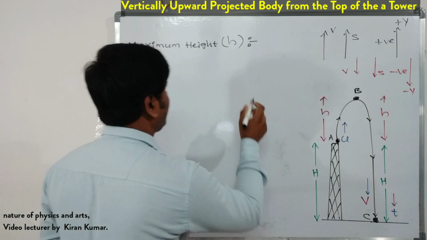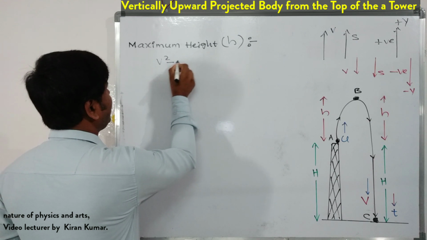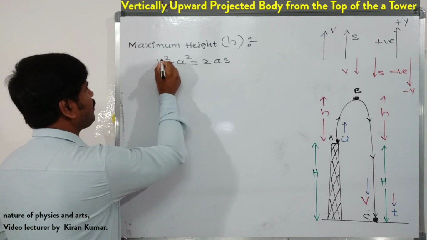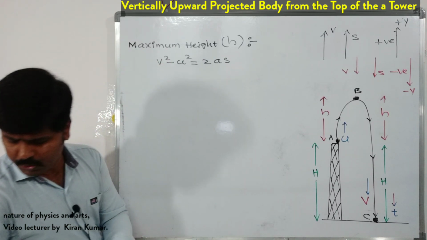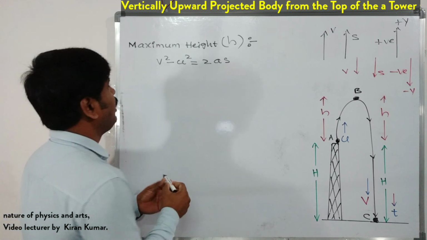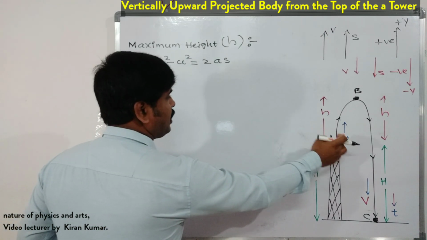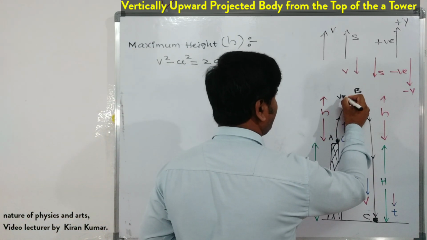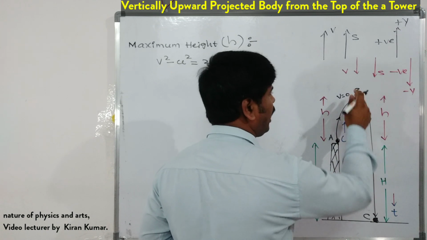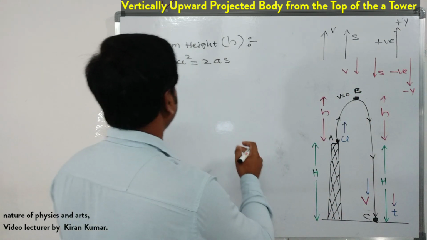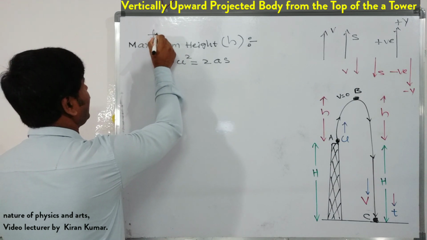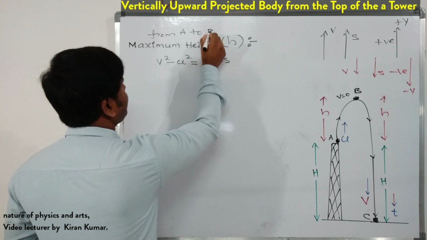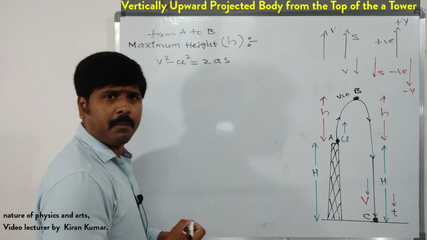For that the suitable formula is v square minus u square is equal to 2as. Here the initial velocity is u, and the final velocity must be 0. The final velocity is 0 at B position. For maximum height the values are from A to B position. A to B position values are considered.